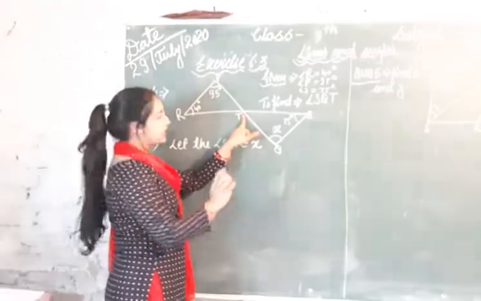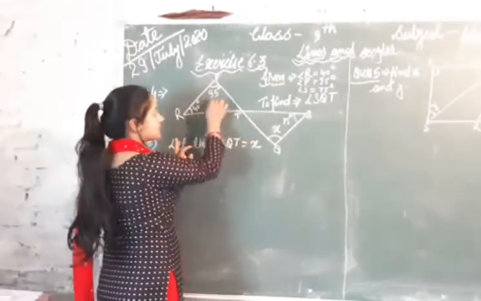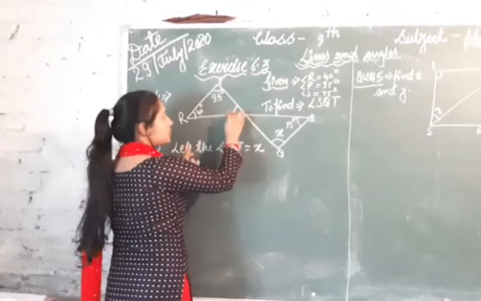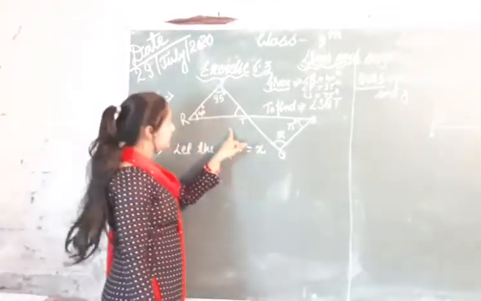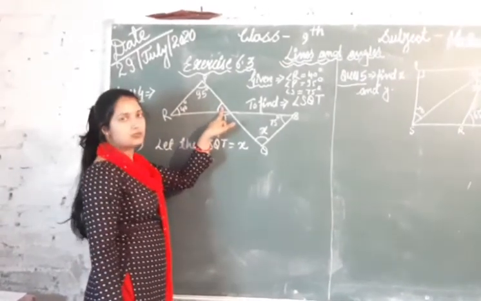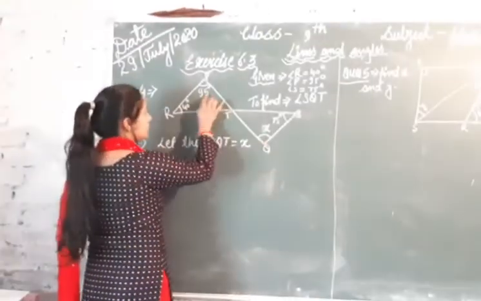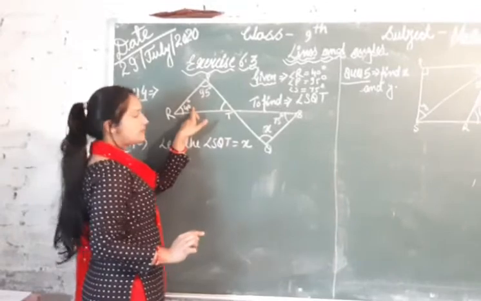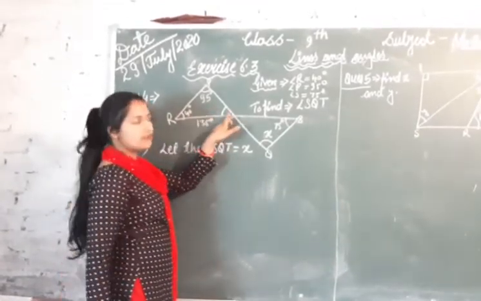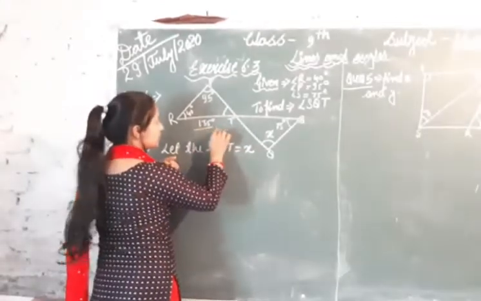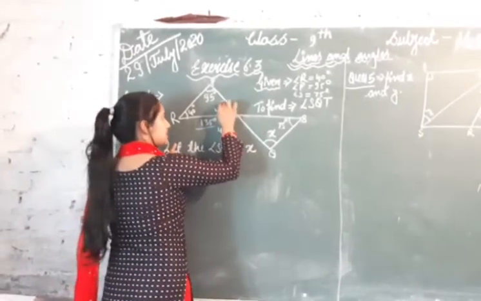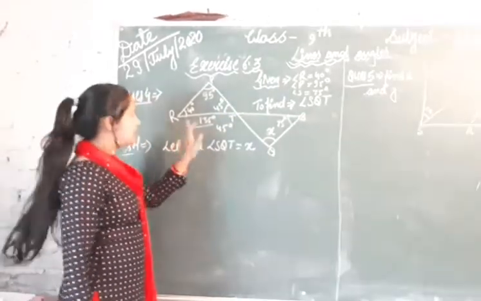Triangle में हम कौन सी प्रॉपर्टी लगा सकते हैं? एंगल सम प्रॉपर्टी. And what is the angle sum property? That all the angles of a triangle sum should be equal to 180 degree. सम कितना होना चाहिए? 180 डिग्री होना चाहिए. That means 95 plus 40 plus this angle should be equal to 180 degree. So we have to add 95 plus 40. It will become 135 degree, and subtract it from 180 degree. So the angle you will get is equal to 45 degree. So this angle, T angle, is 45.